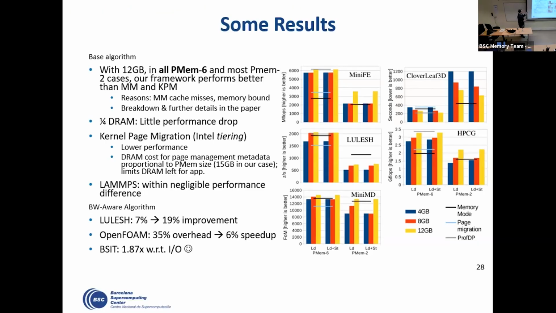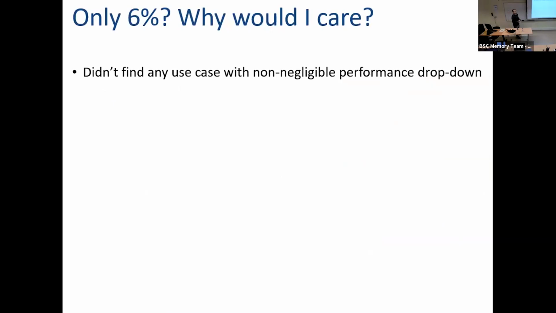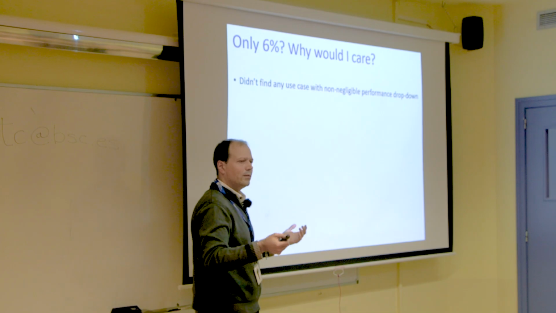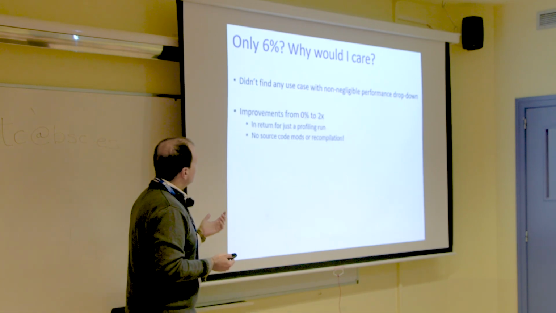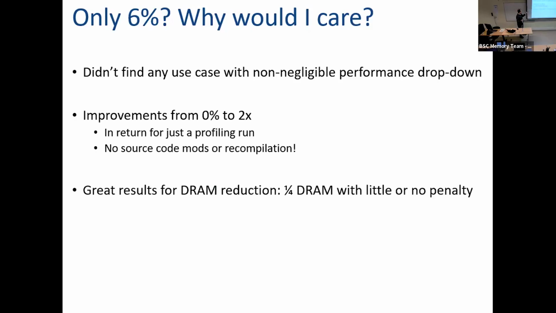For example, only 6%, where's the 6% here in OpenFOAM? Why would I care? Because I've shown very different results, right? And that's what I like. We didn't find any case at all with a non-negligible performance drop, something that you would notice, like more than 1% or 2%. So our improvements range from 0 to 2x, in return for just a profiling run, with no source code modifications or recompilation. This is just a tool with potential to help, without touching your original code. Also great potential results for the DRAM reduction.